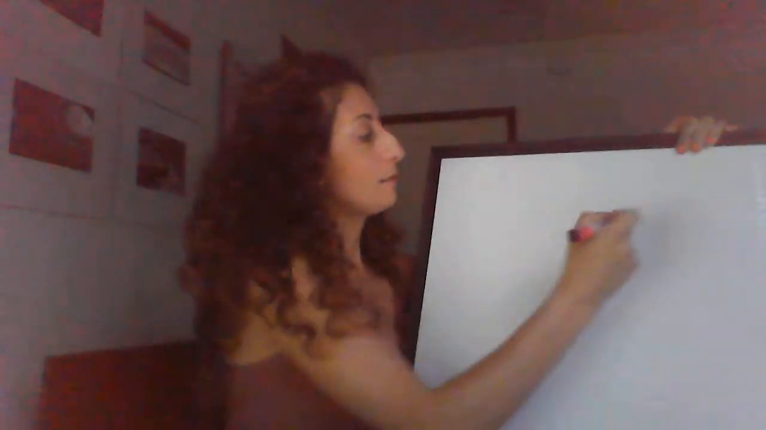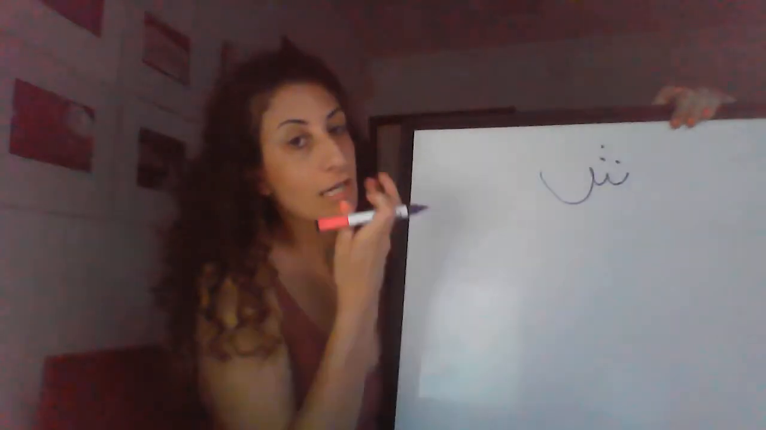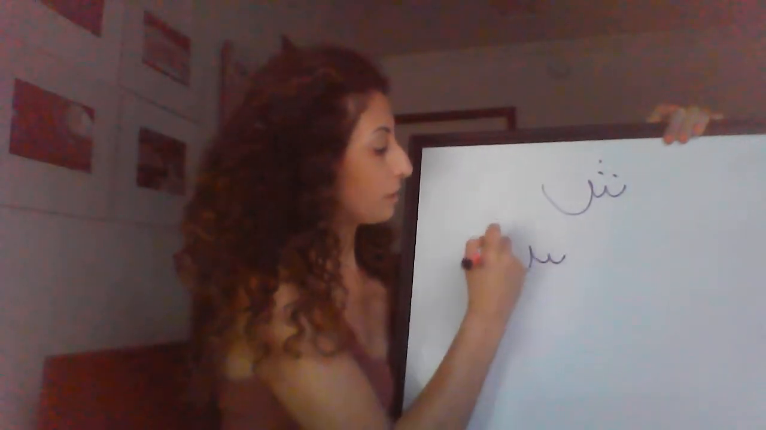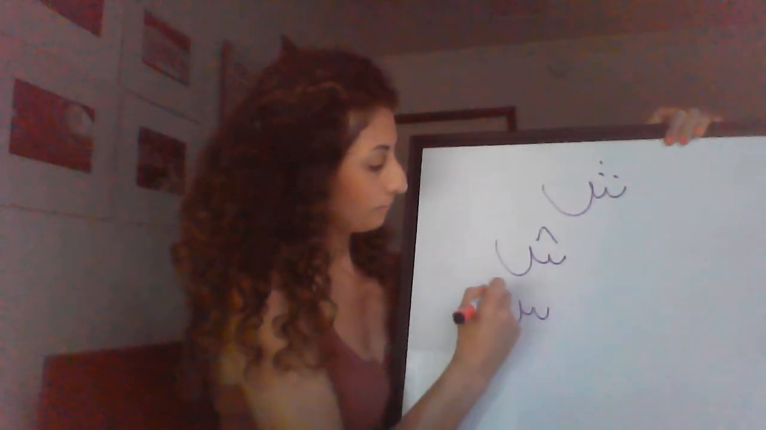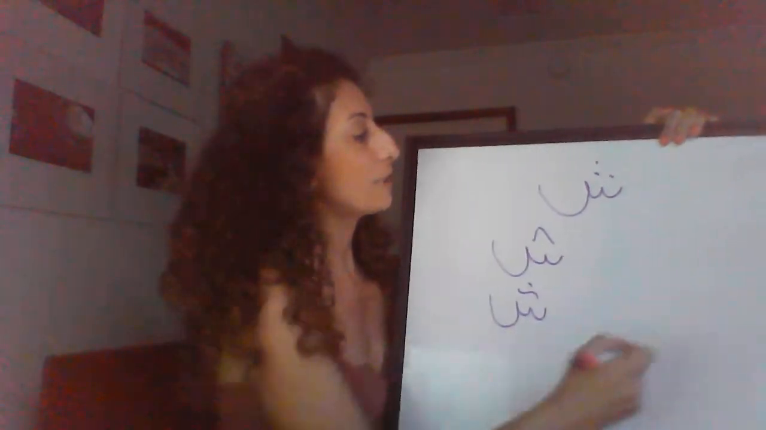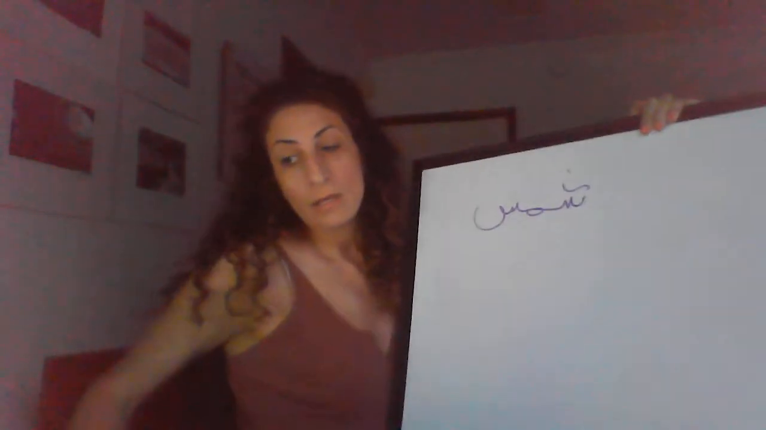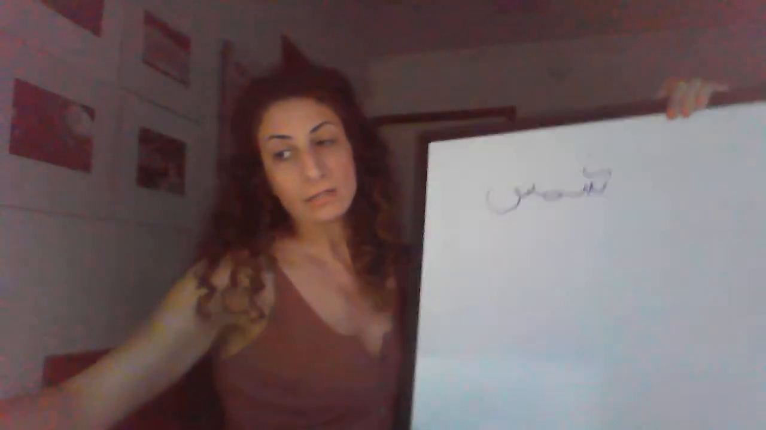Same for sheen, for example. It has 3 dots, right? The letter sheen. This is what you learned. We write sheen also the same thing, like this or like this. So the word shemes, which means sun, we write it like this. Okay, so that's for the dots.